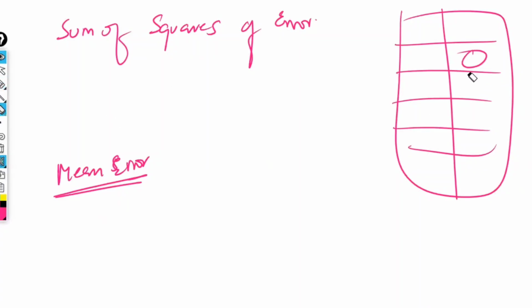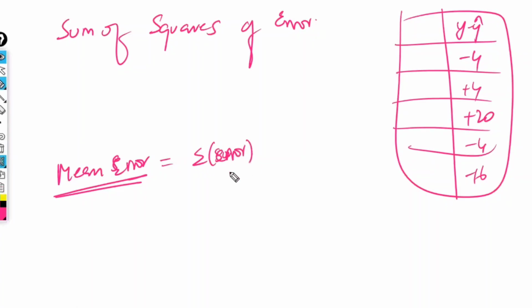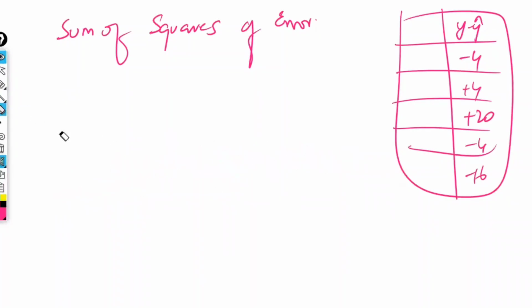Now, assume the errors can have both positives and negatives. That is minus 4, plus 4, plus 20, minus 4, minus 16. Now, what is the total? Tell me the mean error. Mean error means sum of the errors divided by 5, which is nothing but 0 by 5, which is 0. Mean error 0 means no error. So that is the reason we have to go with mean square error.